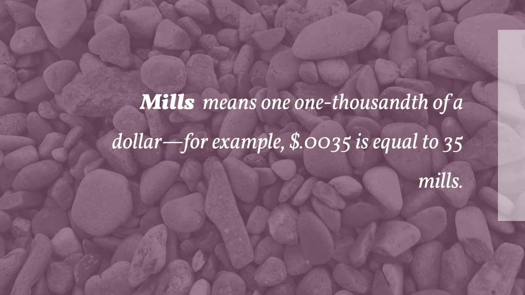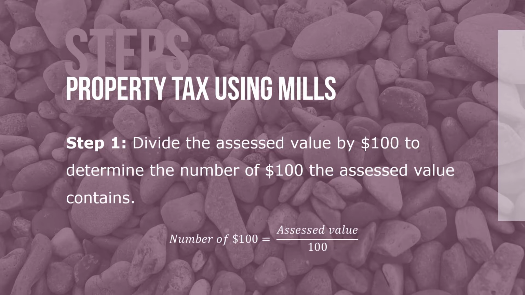Mills means 1/1000th of a dollar. For example, 0.0035 cents is equal to 35 mills. Here are the steps to calculating property tax using mills.